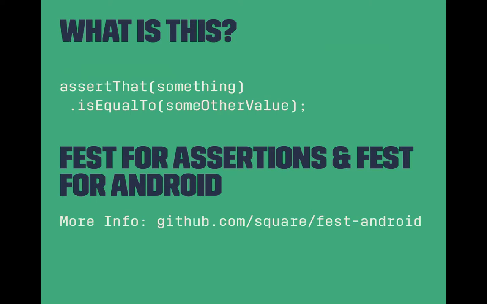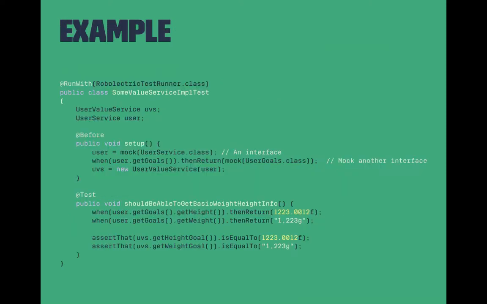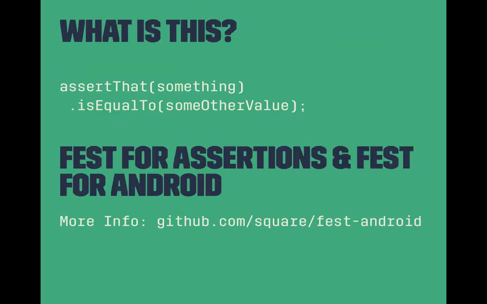FEST is an open source library that you can use to write assertions that make a little more sense. Let's step back, look at the previous slide, and see that I can read this assertion pretty easily. Looking at the last one, it says assert that user value service, UVS, dot weight goal is equal to 1,223 grams. I was able to read this very easily. I didn't have to have any commas specifying some value, comma, something else. It's just much more readable and easier to follow.